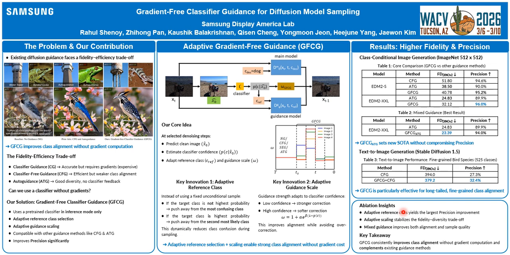To conclude, this work introduces gradient-free classifier guidance, a new approach that leverages a pre-trained classifier without computing gradients. GFCG improves class alignment, maintains diversity, and integrates seamlessly with existing guidance methods. When combined with auto guidance, it achieves state-of-the-art performance on ImageNet diffusion sampling.